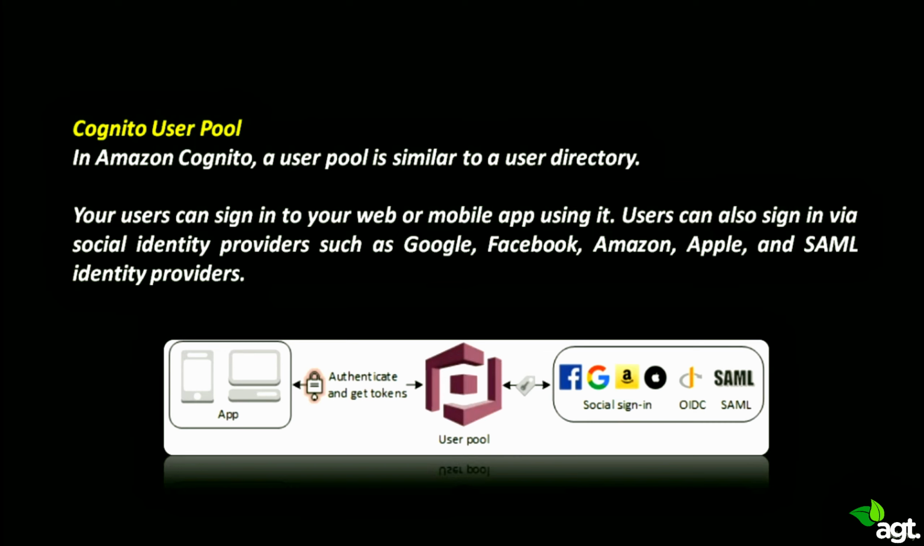So what about the Cognito user pool? In Amazon Cognito, a user pool is similar to a user directory. Your users can sign into your web or mobile app using it. Users can also sign in via social identity providers such as Google, Facebook, Amazon, Apple, and SAML identity providers. So this is a sample model.